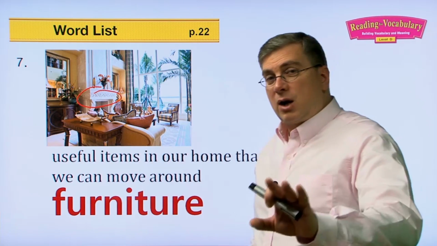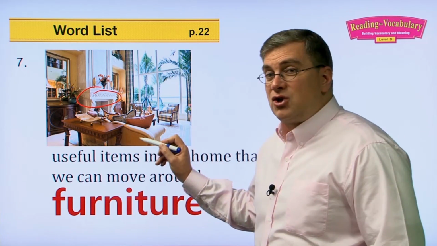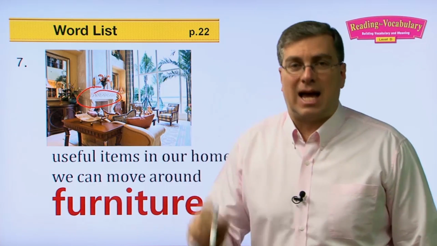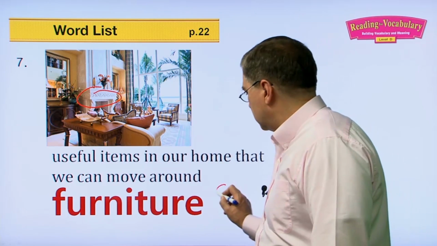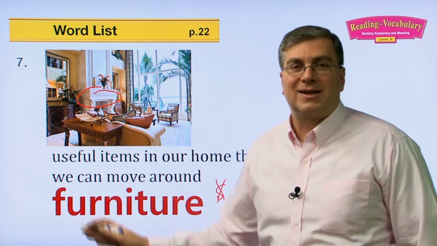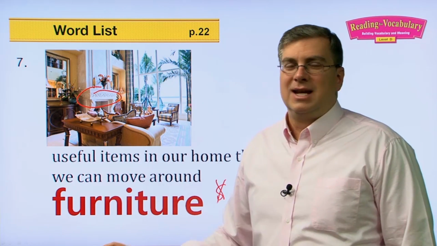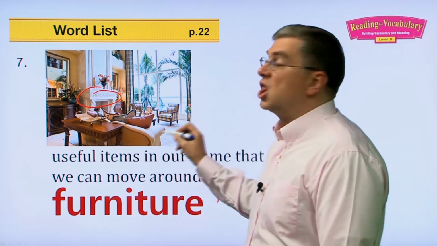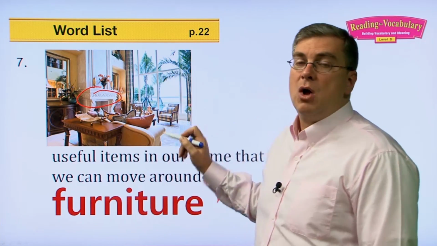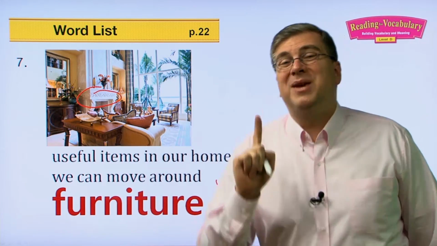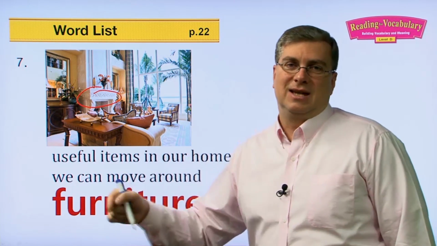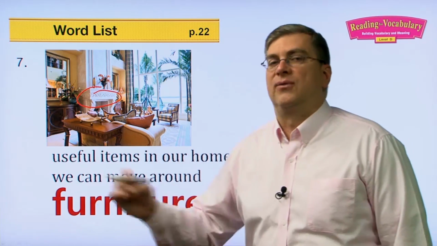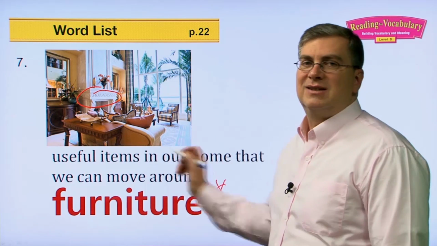Furniture. Be careful. When we say furniture, we mean everything. Furniture is non-count. No S at the end of furniture. Never say furnitures. It's furniture. There's a lot of furniture in this room. Or there's only one piece of furniture in this room. Okay? There's a little furniture or there's a lot of furniture. But don't use S. It's non-count.